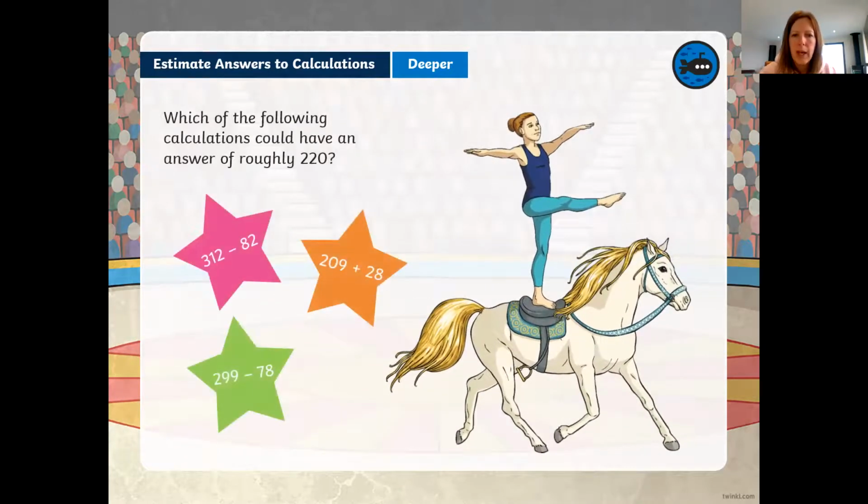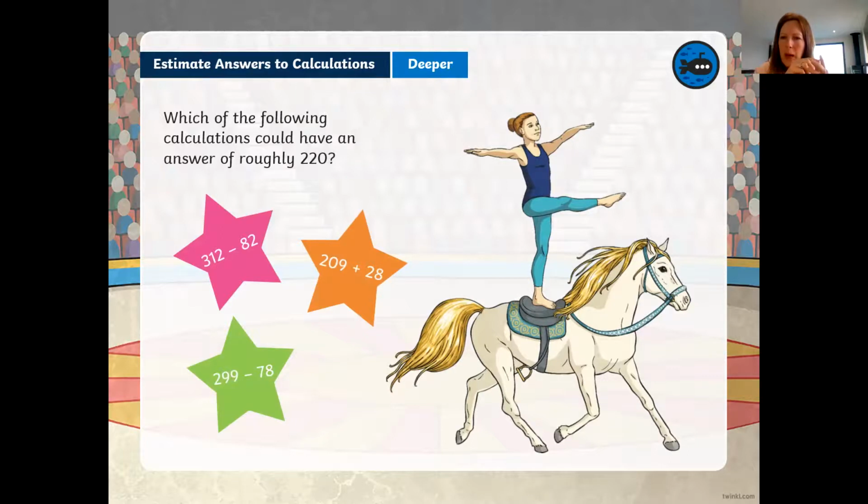Wow, look at that, coming galloping in. Which of the following calculations could have an answer of roughly 220? Let's have a look at them. We've got three different calculations there. Look at each one in turn. 312 take away 82. If I round 312 to the nearest 10, I'd be looking at 310. 82 to the nearest 10 would be 80. So 310 take away 80.